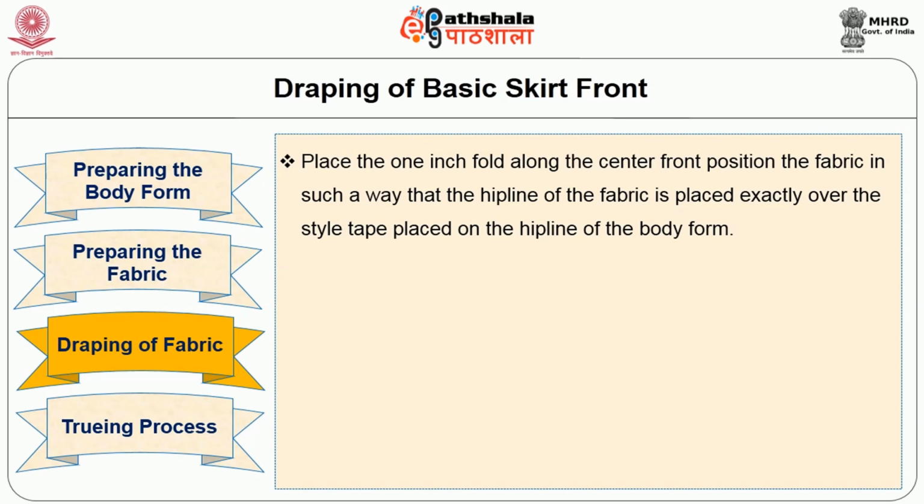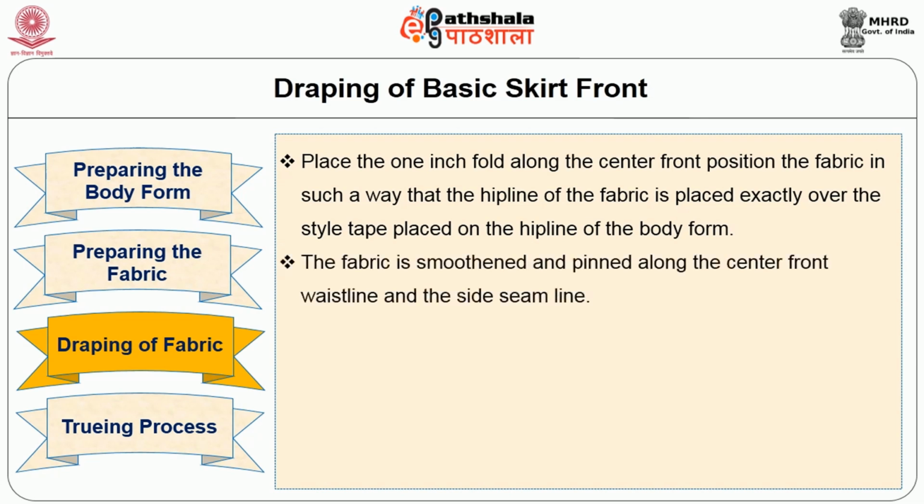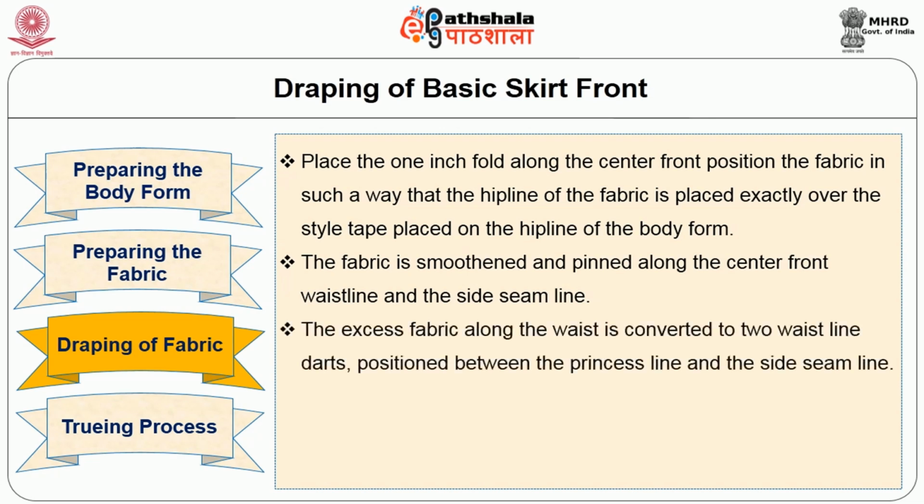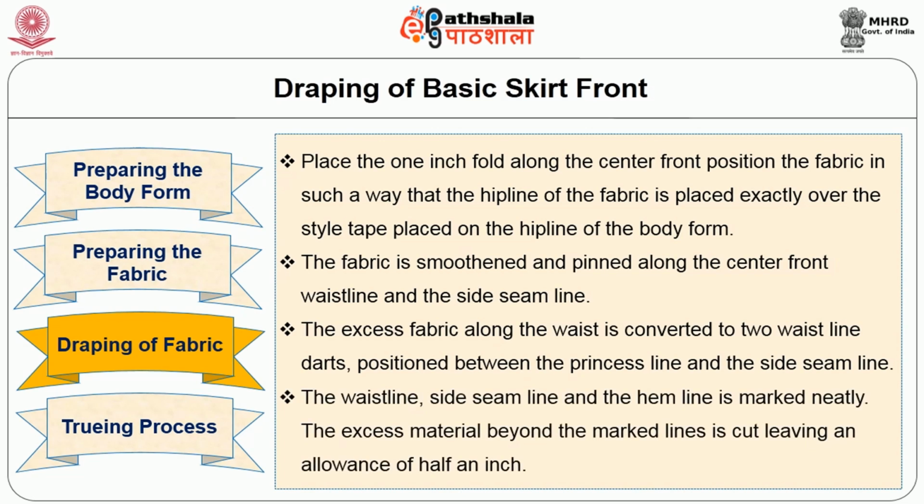Place the 1 inch fold along the center front position in such a way that the hip line of the fabric is placed exactly over the style tape placed on the hip line of the body form. The fabric is smoothened and pinned along the center front waistline and the side seam line. The excess fabric along the waist is converted to two waistline darts positioned between princess line and the side seam line. The waistline, side seam line and the hemline is marked neatly using the marking chalk.